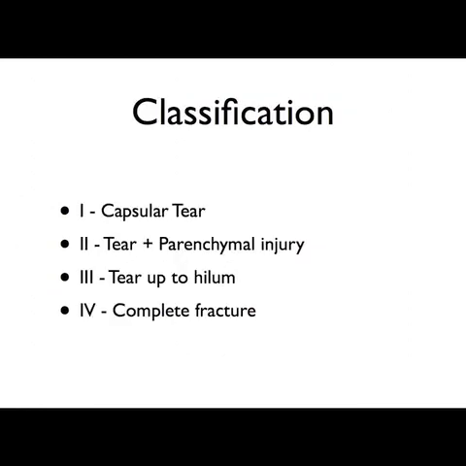So, it can be classified into types 1 to 4, and this guides your management later on. So type 1 is just a capsular tear. Type 2, there's a capsular tear and parenchymal injury. Type 3 is up to the hilum, which we saw earlier. And type 4 is complete fracture of the spleen.